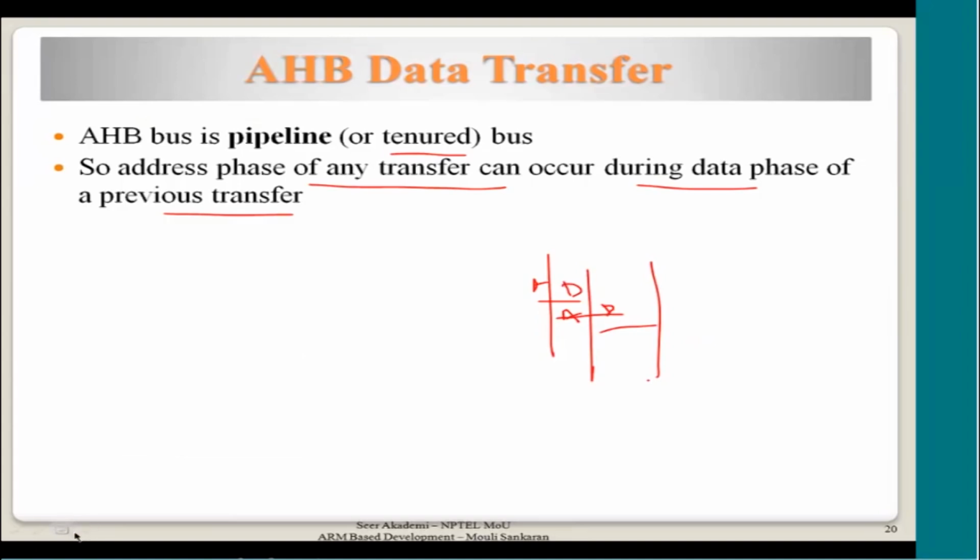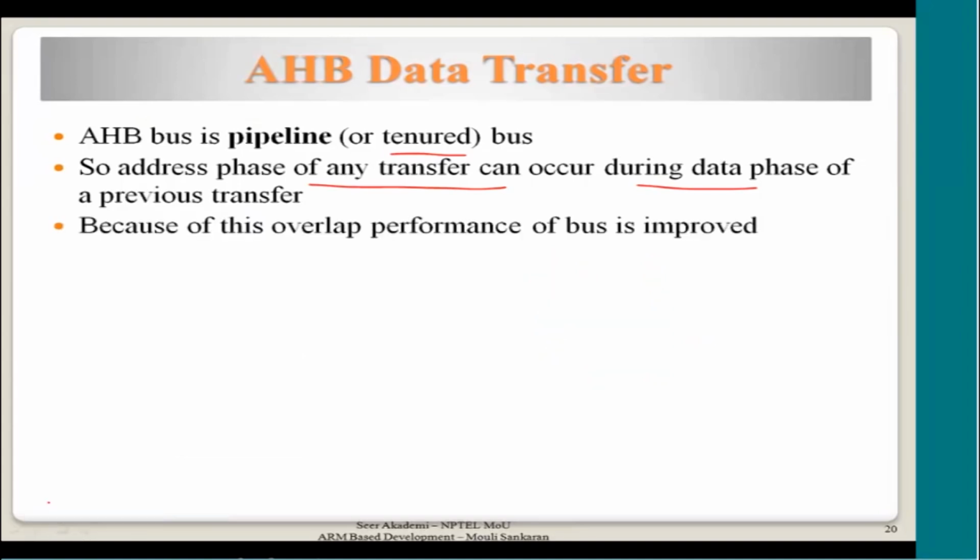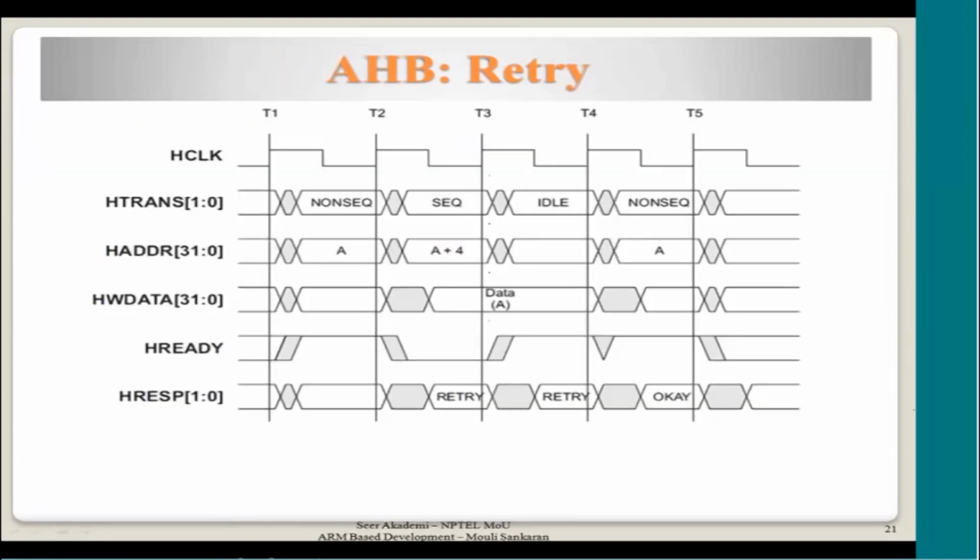This is what is called a pipelined or tenured bus. Because of this overlap, the performance of the bus is improved. Okay, now what is a retry?